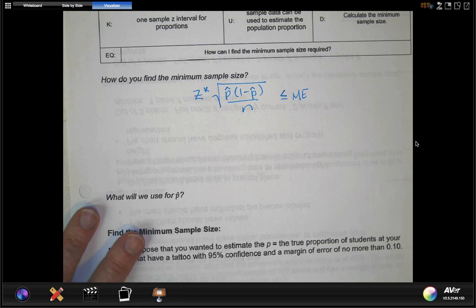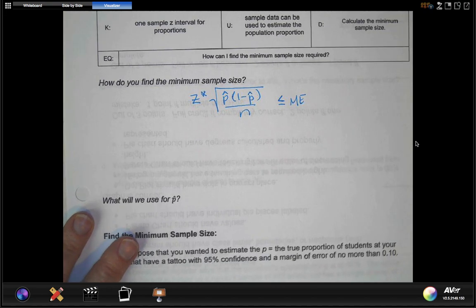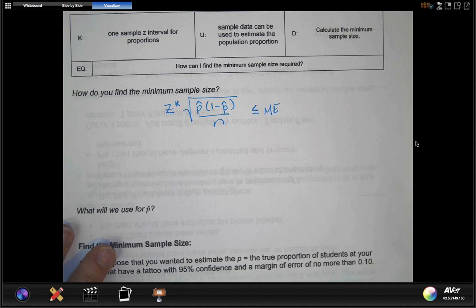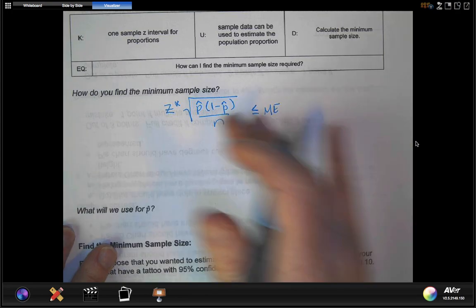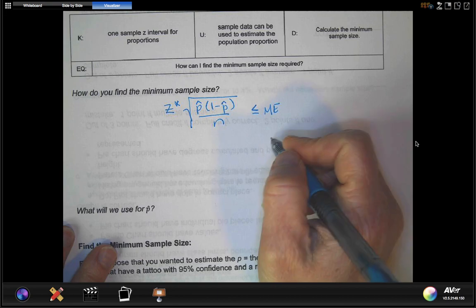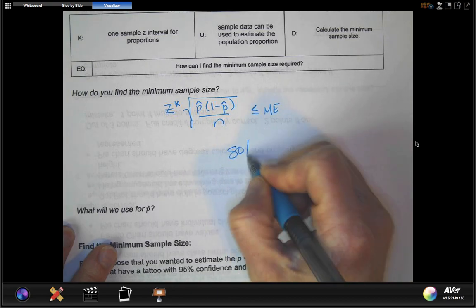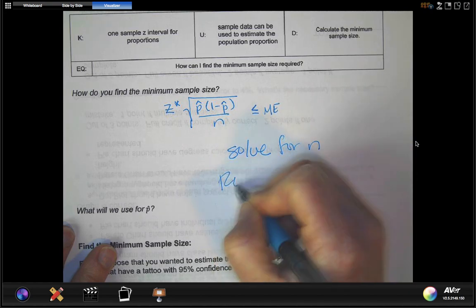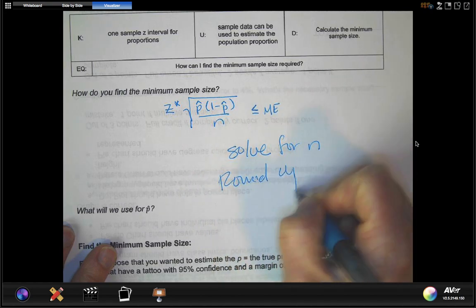Let me backtrack a little bit. We are trying to find the minimum sample size. So let's say a statistician wants to figure out the 95% confidence interval for the president's approval rating. I want to be 95% confident, and I want a 3% margin of error. How many people should I talk to? So they can use this formula here and try to find the minimum sample size. Basically what you do here, you solve for n, but then you always round up your answer, okay?